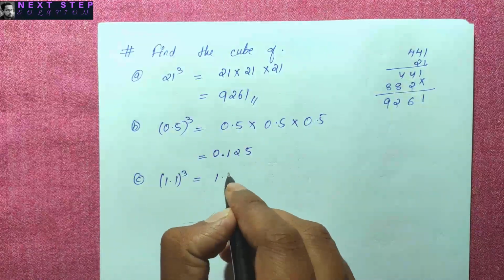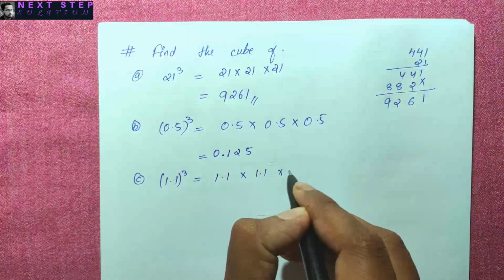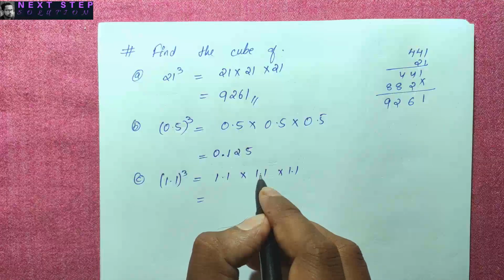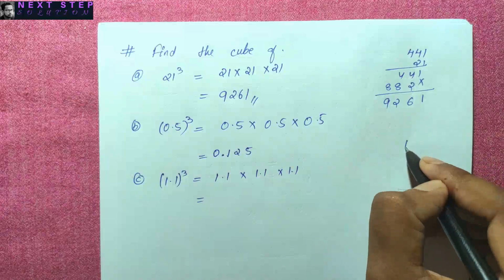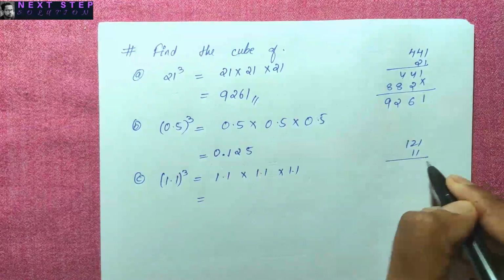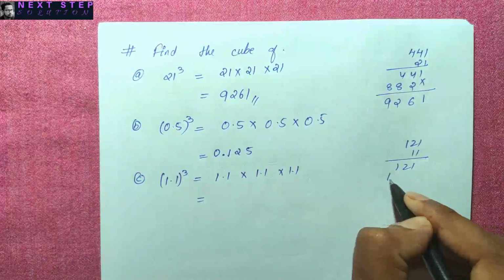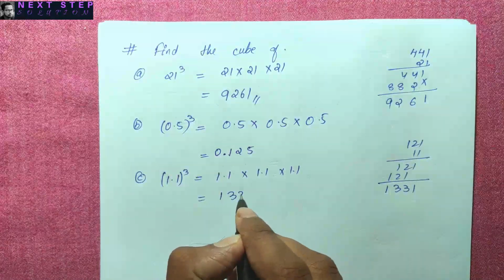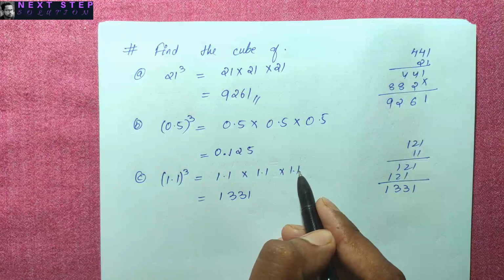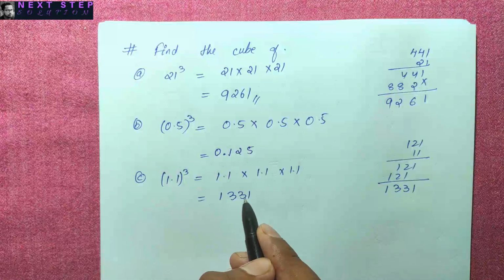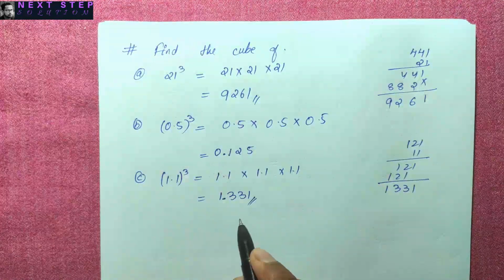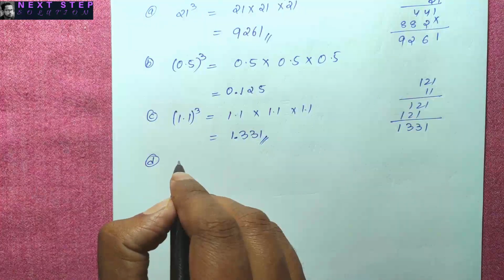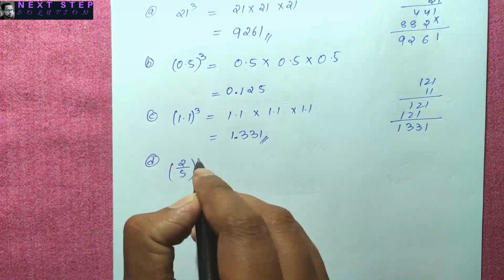Then, one more. Suppose it is 1.1 cube. Now, same thing: 1.1 into 1.1 into 1.1. Ignore the point and multiply the numbers. 11 multiplied with 11, 3 times. 11 11s are 121. If you multiply with 11 again, after adding it becomes 1331. Now we count the number of digits after the point. 1, 2 and 3 digits are after the point. So 3 digits should be after the point. This is the answer.